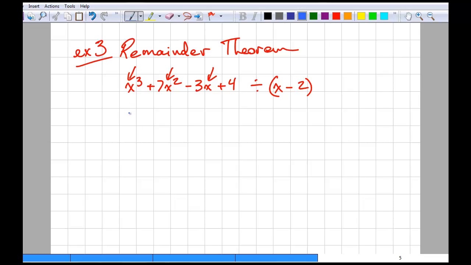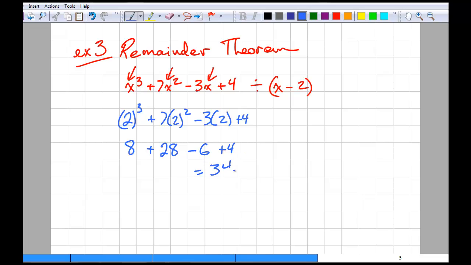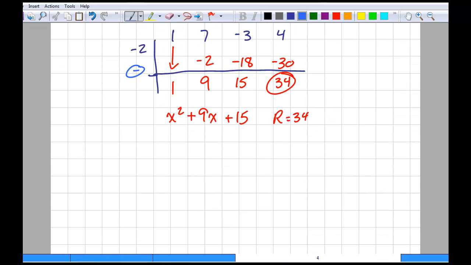I take the 2 and replace it in the place of x, so I get 2 cubed plus 7 times 2 squared minus 3 times 2 plus 4. Notice I didn't plug in -2. I plug in the value that comes after the negative sign. 2 cubed is 8. 7 times 4 is 28. 3 times 2 is 6 plus 4. So 8 plus 28 is 36. 36 minus 6 is 30. And 30 plus 4 is 34. The same remainder that we had when we did the synthetic division.